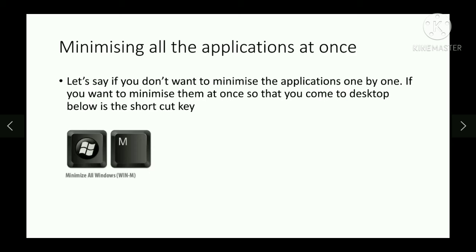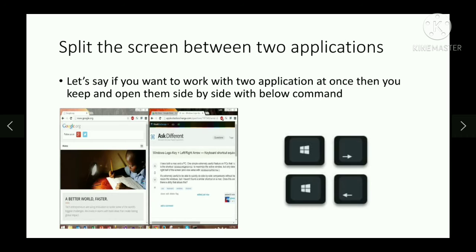As you can see on the screen, if you press Windows plus M, it will minimize all the applications that are already opened. And if you open only the one application that you want after this, then only that application will be opened.